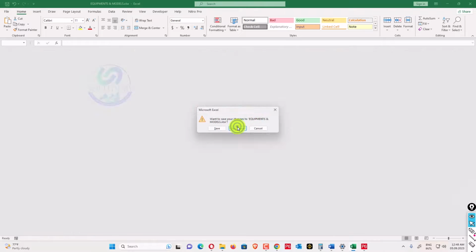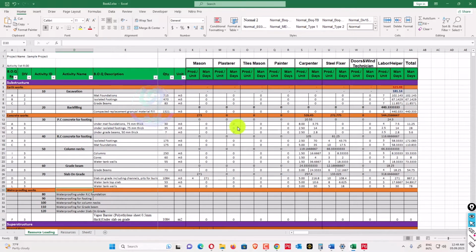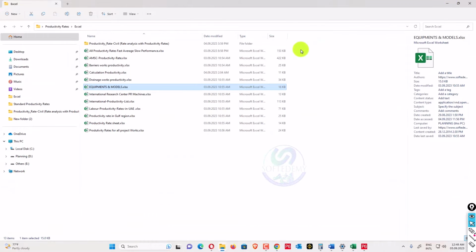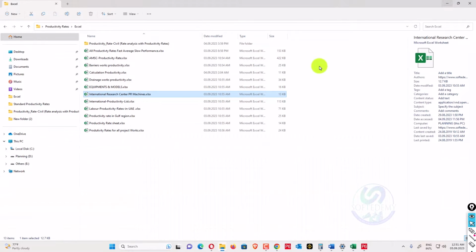So this is about all the equipment we use in the construction sector, even in roads and whatever. This sheet is related to that, so we'll go to the next sheet. What is that? The next sheet is the International Research Center PR machines, so I will open that file.